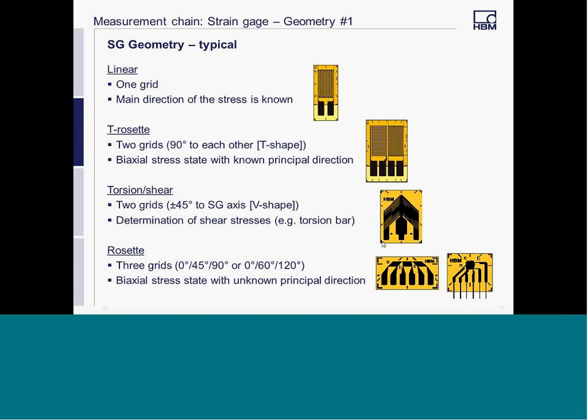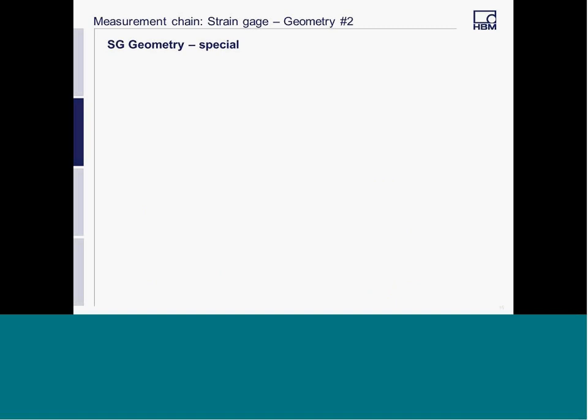Here, typically two types are available. The grids can be side by side, or if you have more problems with space, you can also stack the grids on top of each other. Good. These four are the typical geometries for ESA strain gauges. But I also want to mention some special geometries.